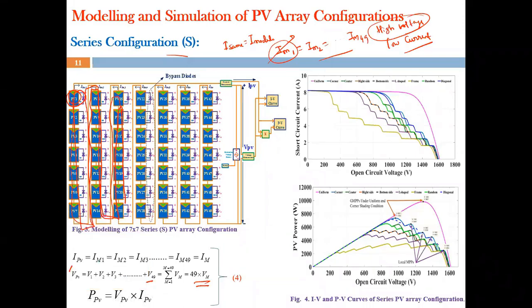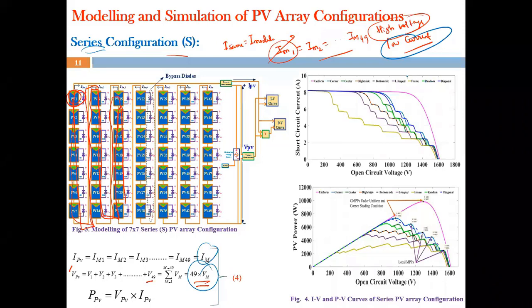Whereas if I consider current in a series configuration, the current flowing through each module will be the same. It is a series, so the current of a single module will be equal to the current of all the modules. So there will be low current. Is it clear? The voltage of the total PV system is 49 times that of one module. The current of the total PV system is one module's current. So total power is VPV into IPV.